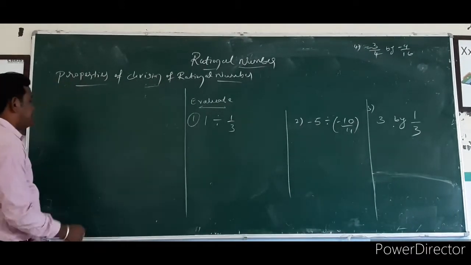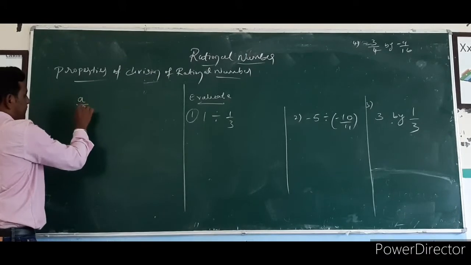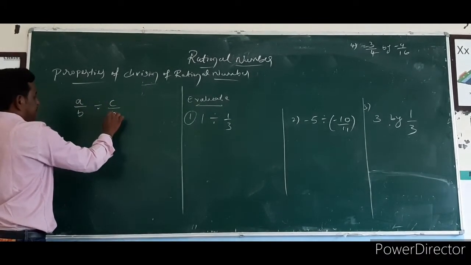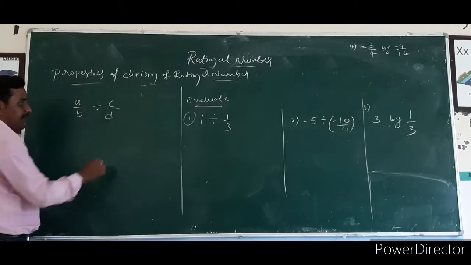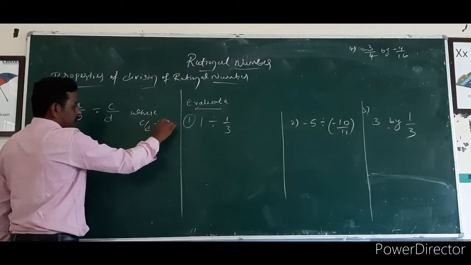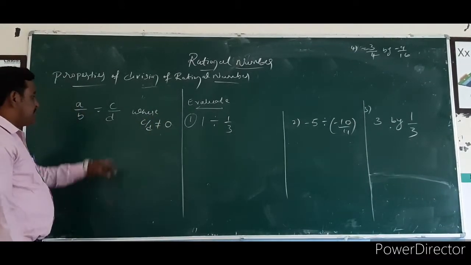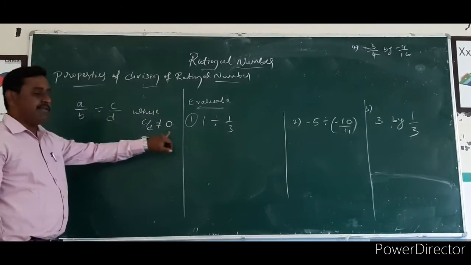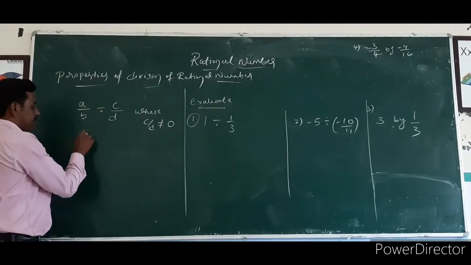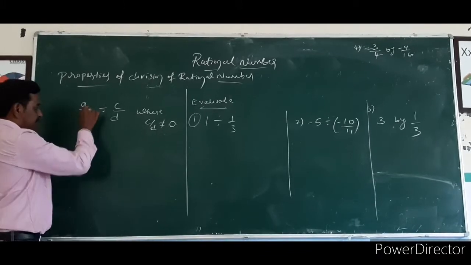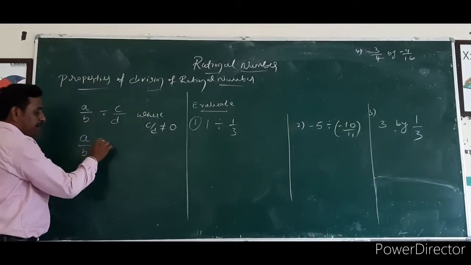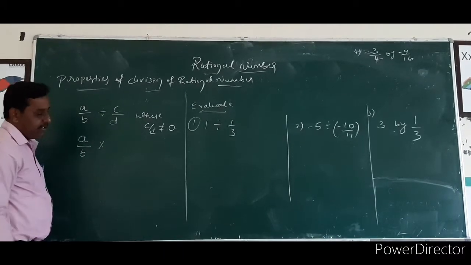How to divide a rational number? Suppose we are given two rational numbers, A divided by B and C divided by D, where C by D is not equal to 0. While they are given two rational numbers like this, what happens? The first rational number as it is, we can write A divided by B. This divide symbol is converted into a multiplication symbol.